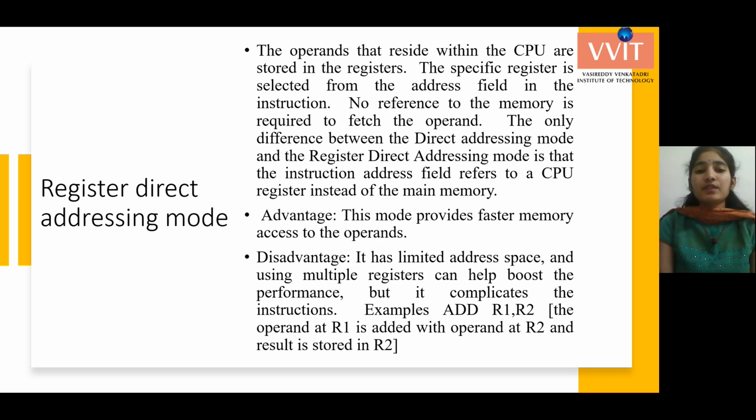Now, let us see the advantage of this. This mode provides faster access to the operands. The disadvantage is that it has limited address space, and using multiple registers can help boost performance but complicates the instructions. Example: add R1 comma R2. The operand at R1 is added with the operand at R2, and the result is stored in R2 again.